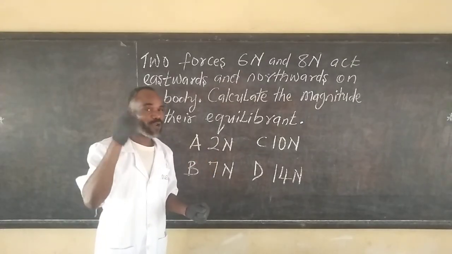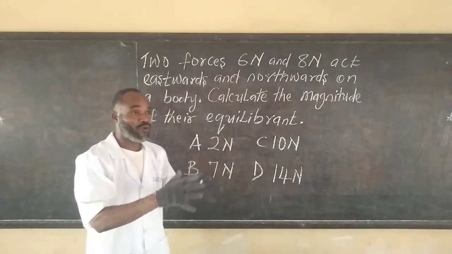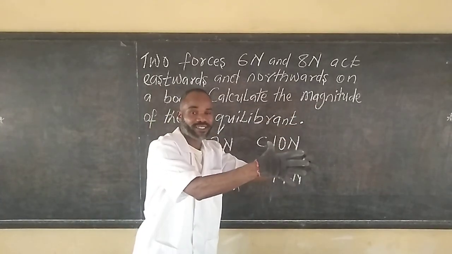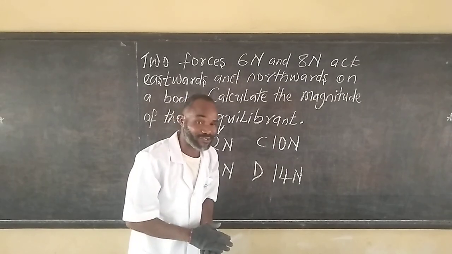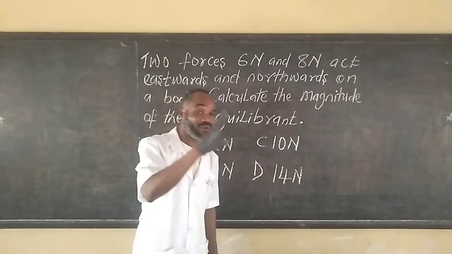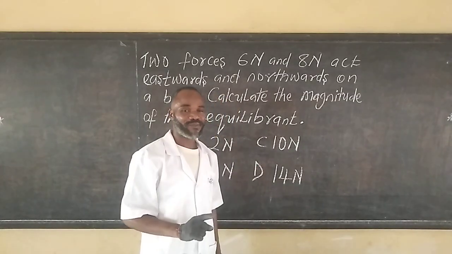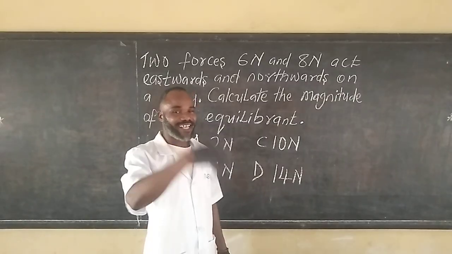Something comes to mind: the equilibrant. We need to find the resultant first. Once we get the resultant of the two forces, we have successfully found the equilibrant. I repeat, once you get the resultant of the two forces, you have also found the equilibrant. Let's see how this plays out.